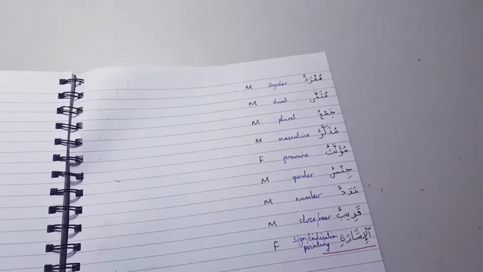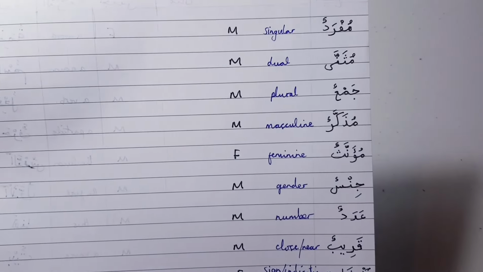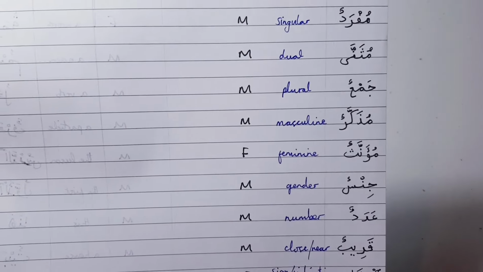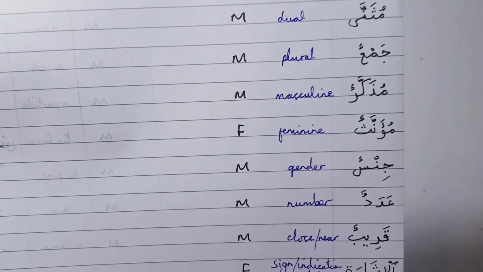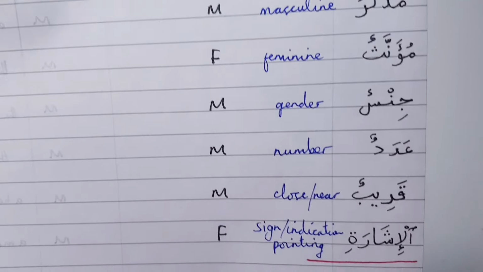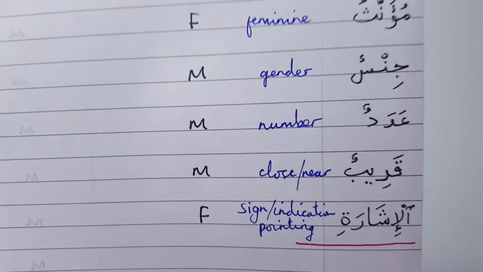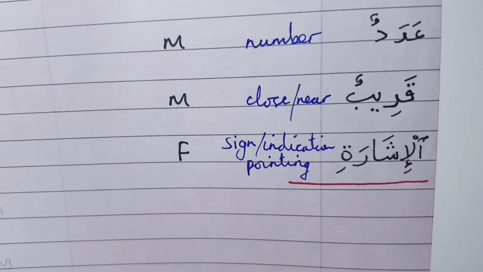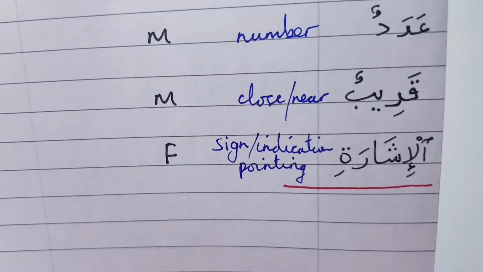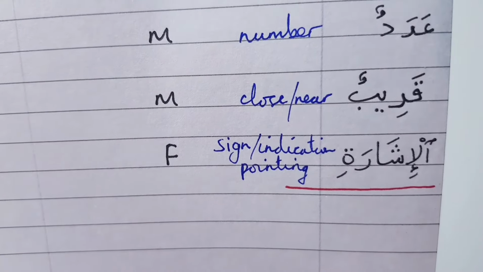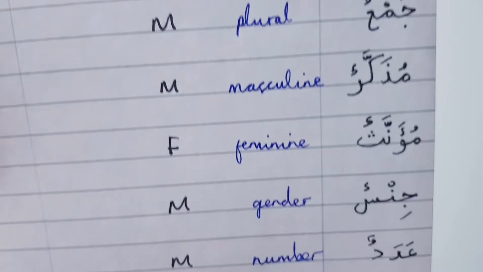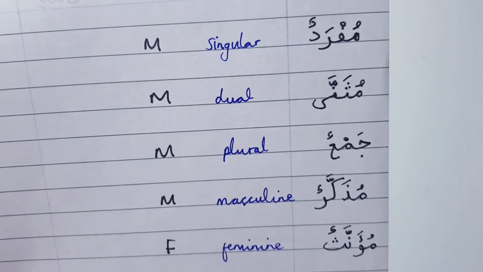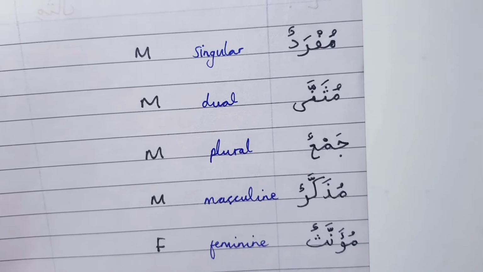So this is a continuation of some of the words that we took. Mufradun means singular. Muthanna, dual. Jam'un, plural. Mudhakkarun, masculine. Mu'annathun, feminine. Jinsun, gender. Adadun, number. Qareebun, close or near. Al-ishara, sign or indication or pointing. So the last word has F next to it. F indicates that it's feminine. Al-ishara is feminine and everything else, except for mu'annath, is masculine. So you could do it like this without having to draw lines.